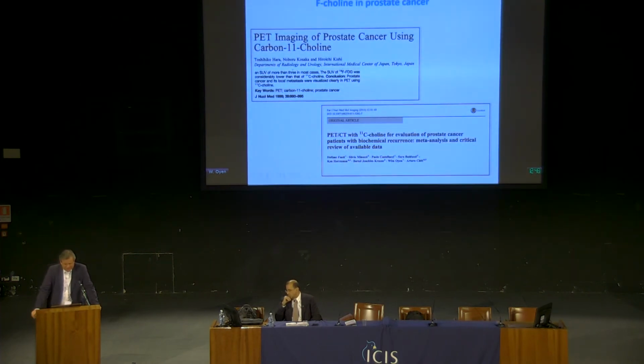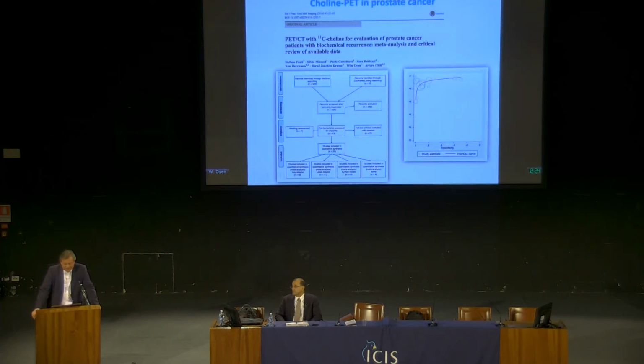And this is the original publication from Hara, who developed choline for brain tumors, and then found out that it also was very useful in prostate cancer. 1998 it was published. And you've seen this meta-analysis that was performed a couple of years ago, and it is highly unlikely that, let's say, the very good results in literature are basically representative of the average patient population where we use the choline.